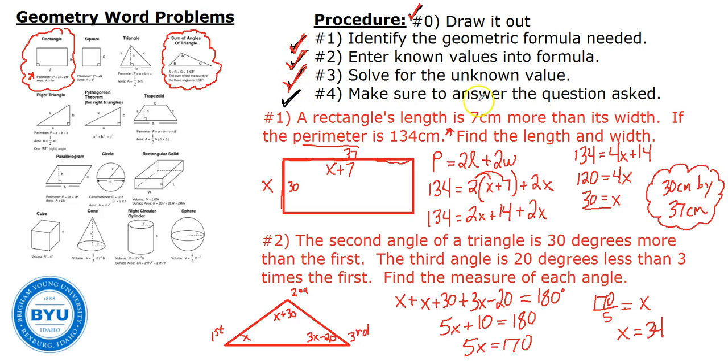Step 4 is make sure to answer the question. The question says find the measure of each angle. Now notice if you said your answer is 34, you haven't answered the question yet. So make sure to go in and really answer that question correctly.